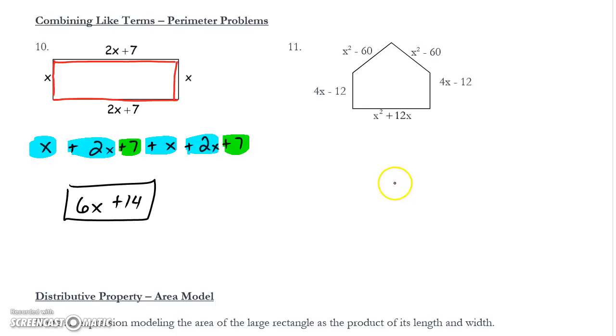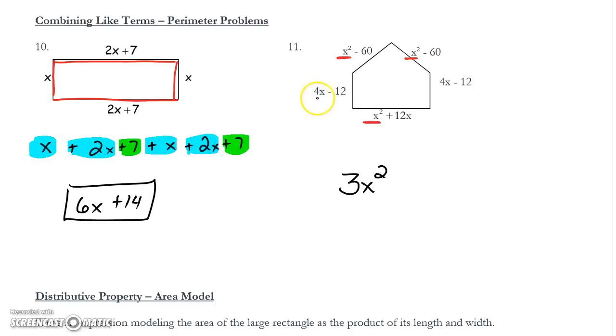I always find my largest exponent term first. In this case, that's x squared. Mark your paper so that you know you've used it. You have one x squared, another x squared, another x squared. All three of those are x squared terms. X squared plus x squared plus x squared is 3x squared. And then move on to your next term.